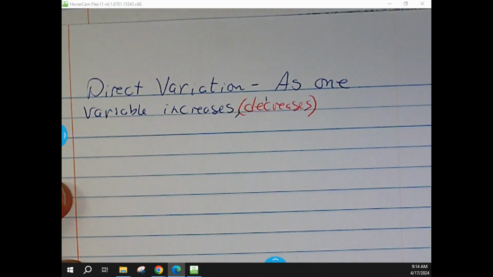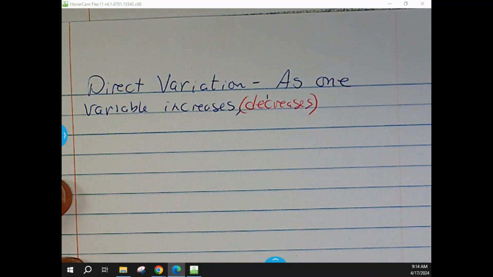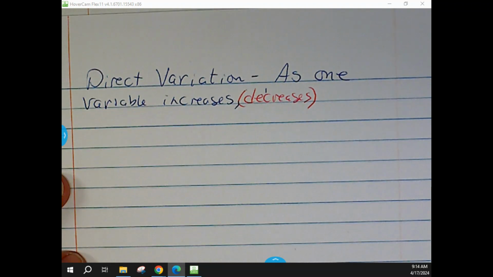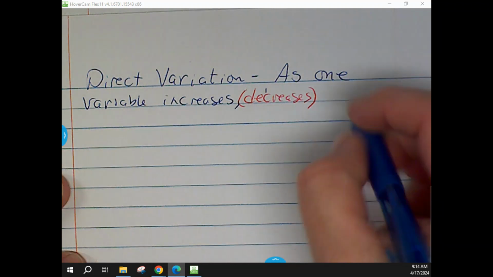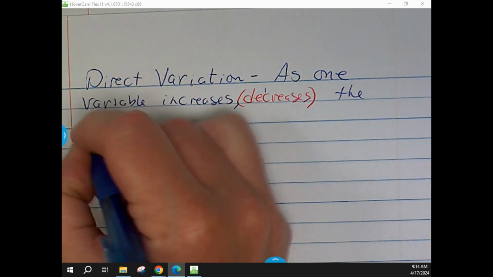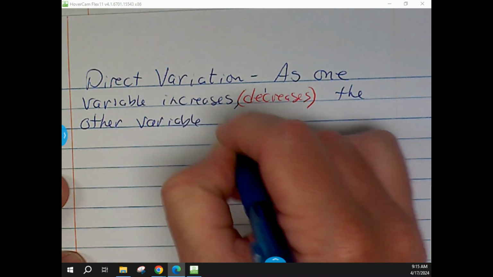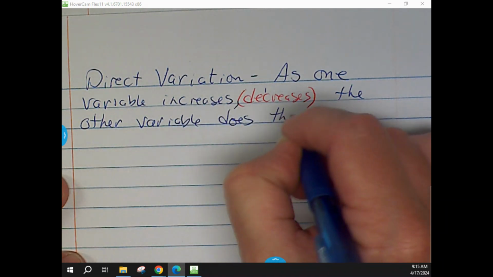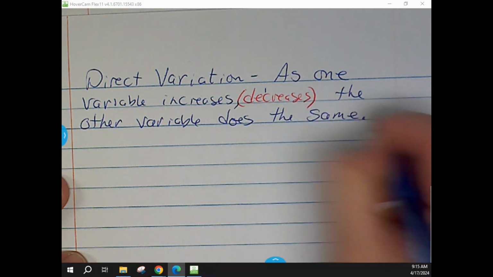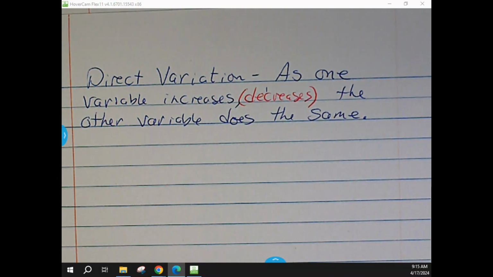Okay, so direct variation is, again, basically the opposite of inverse variation. Sometimes they call it indirect variation, so inverse. So direct variation basically is when one variable increases, or if a variable decreases, the other variable does the same. So it doesn't matter what the first variable does. If the first variable increases, the second variable is going to increase. If the first variable decreases, the second variable does the exact same thing.